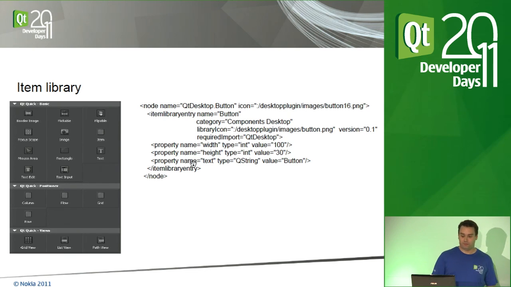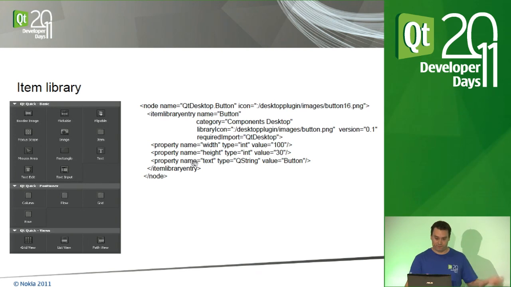Then, I mean, we have a lot of plugins already there for Qt Quick, even for Qt Desktop. It's part of Qt Creator, so we can have a look at how they look. But it's basically this XML plus the resources you see here, and then that's a special plugin. And if that's loaded, the items are in your library.